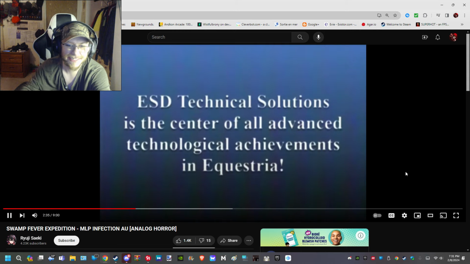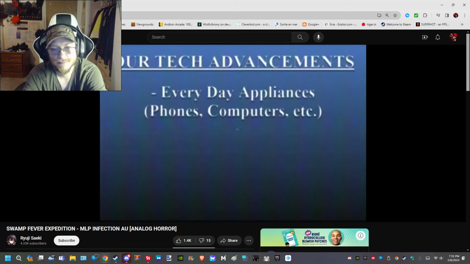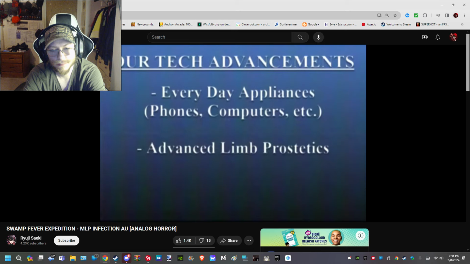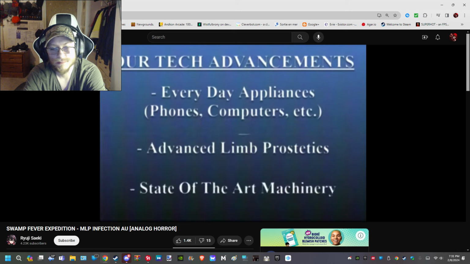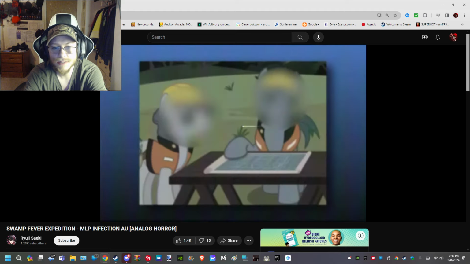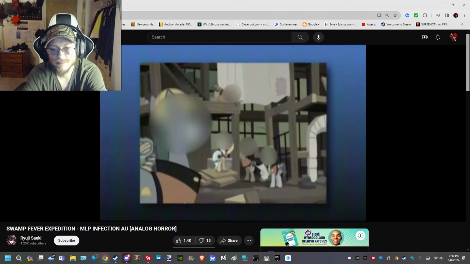...has led to incredible advances in technology, ranging from appliances used daily, a wider range of prosthetic development, to even the more complex machinery built to increase production and manufacturing. Okay. Engineers from all over Equestria have found wonderful career opportunities within our technology facilities and help increase the demand for more opportunities for others to join in.